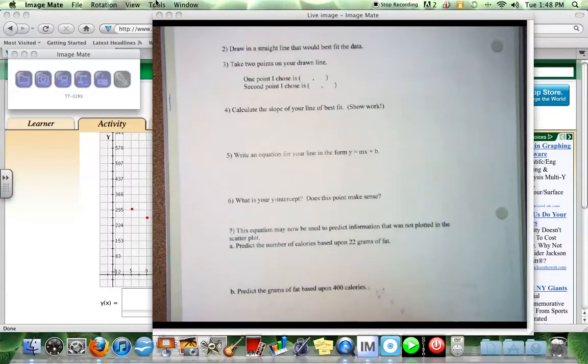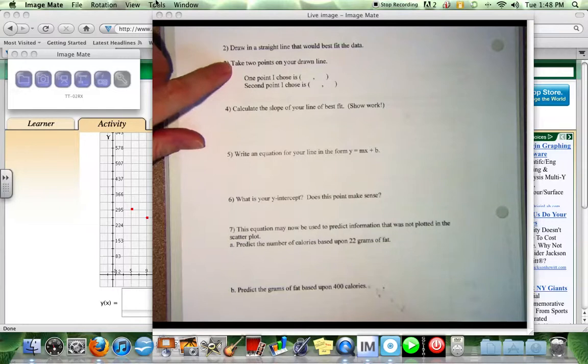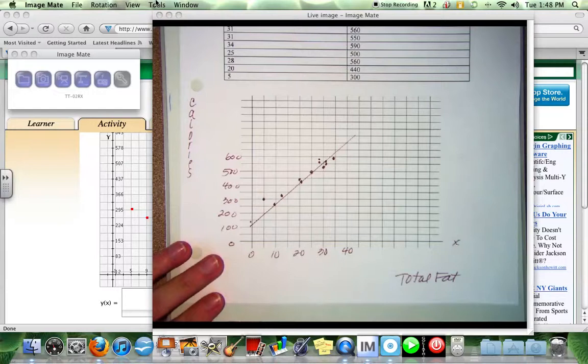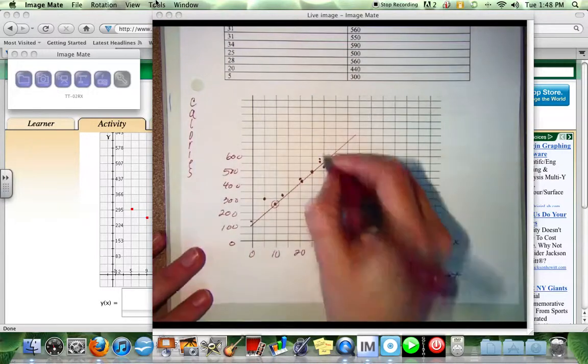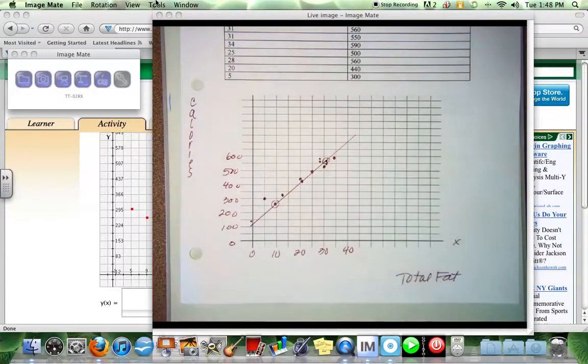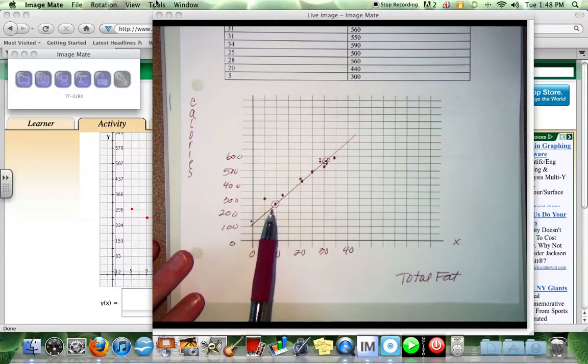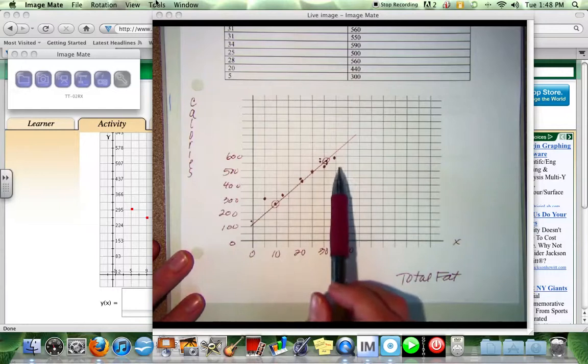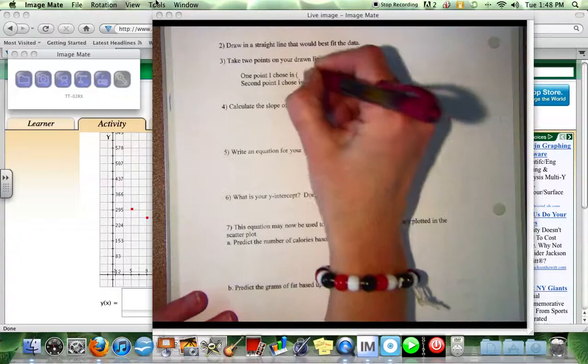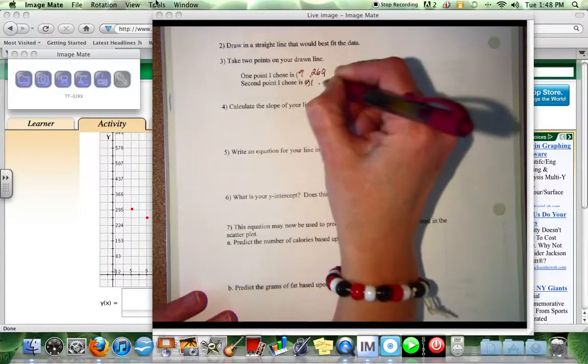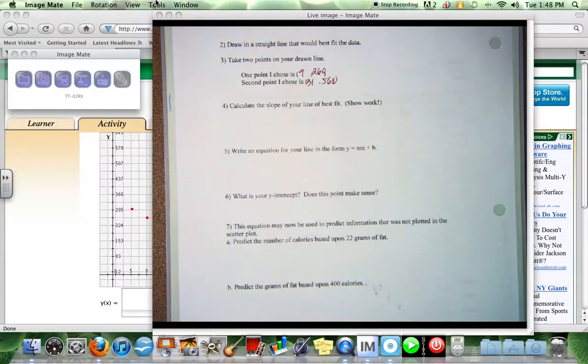On the back it says, pick two points on our drawn line. I'm looking for one point down towards the beginning of the line and one towards the end of the line. So the points that I'm looking at are 9 and 260, and 31 and 560. Once I choose 2 points, what is this going to help me do? Figure out the slope.